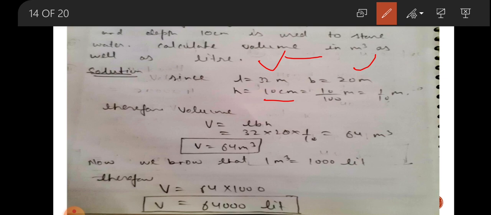So first we will convert this centimeter into meter. To convert centimeter into meter, we will divide by 100. So we will get 1 upon 10 meter. Now since it is a cuboid, because its length, breadth and height all are different, we use the formula of volume, that is LBH, length into breadth into height. So putting the value and solving, we get 64 meter cube.